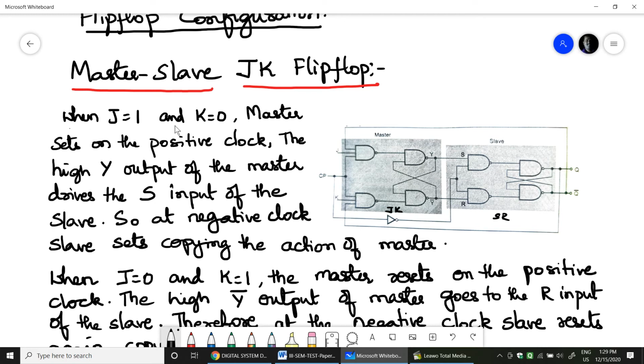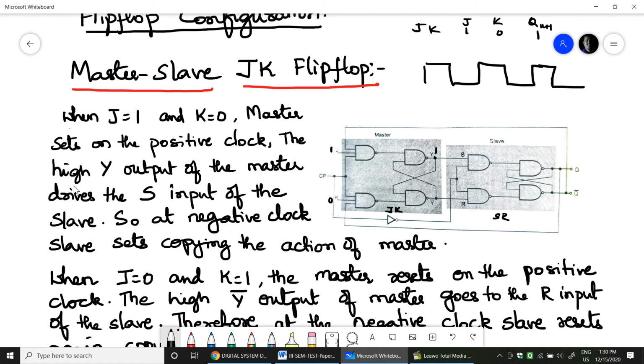When J equals 1 and K equals 0, the master sets on the positive clock. So when I have a clock pulse, this is the clock pulse that we have. When J is 1 and K is 0, this master flip-flop will set, because we know that in a JK flip-flop when J is 1 and K is 0, the output Qn+1 is always 1. Therefore the master will show its output in set condition. So this will make the output Y go high.